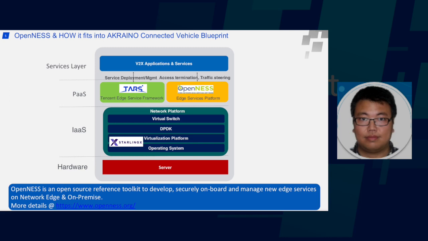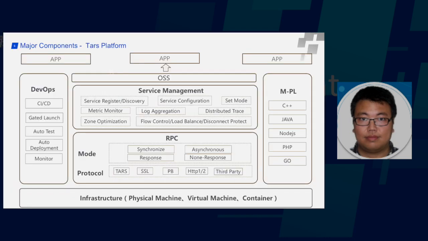So here, I want to dive a little bit into TARS. As I talked about on the previous separate page, you can understand TARS is a major component of our platform. You can see TARS can be easily and flexibly deployed in physical machines, virtual machines, or container environments. On top of that, TARS provides service management functions and RPC, or core functions, as well.